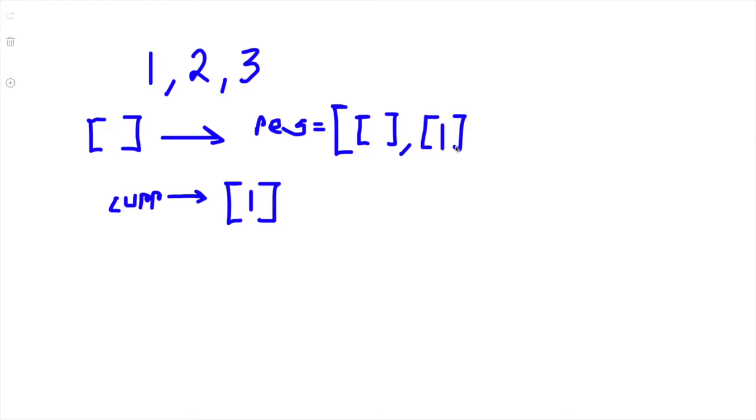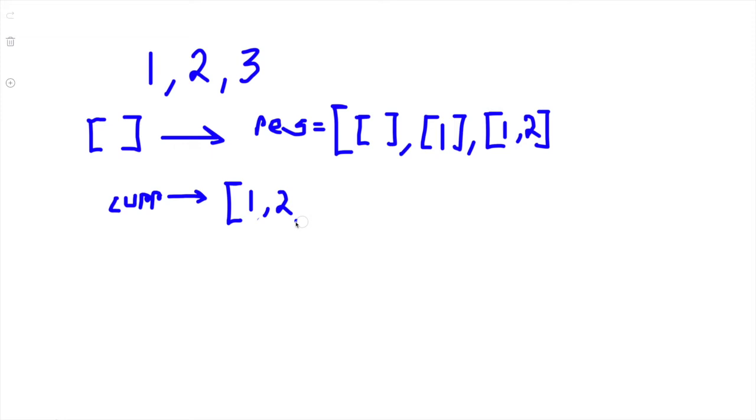Then we will get 2, so we'll make current as 1 comma 2. We will again insert this in the resultant array. Next in the loop we will get 3, so we'll insert that into the current array.